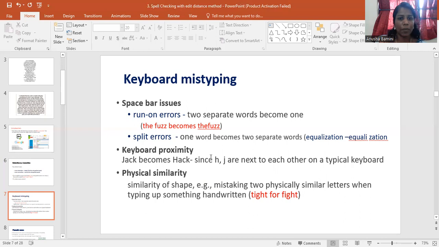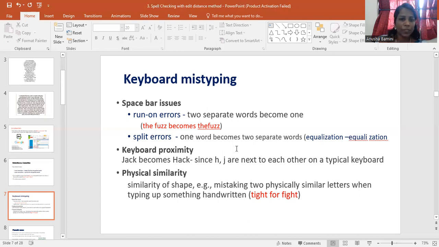Okay, then the second type of error is keyboard proximity. Which means in the keyboard, instead of typing one letter, I'm typing a nearer letter or another letter. That is called keyboard proximity. So for example, Jack becomes hack. Jack has a separate meaning, and hack also has a separate meaning. But in that case, the system cannot identify the error. The system will only check the particular word. If the meaning of the word is there in the dictionary, it will allow it.